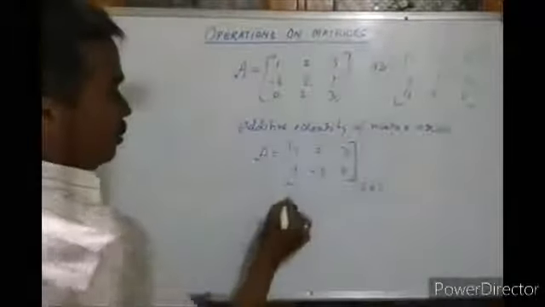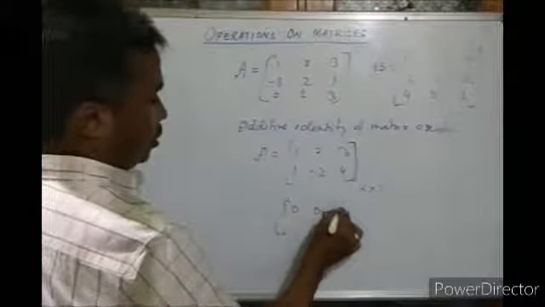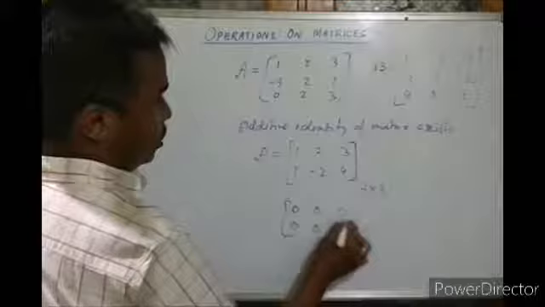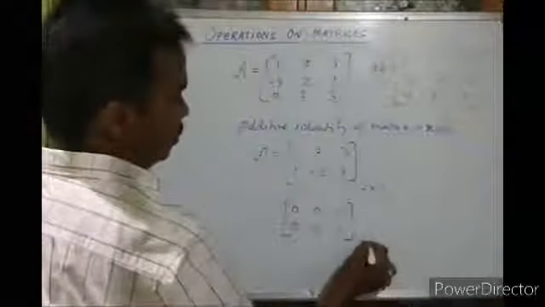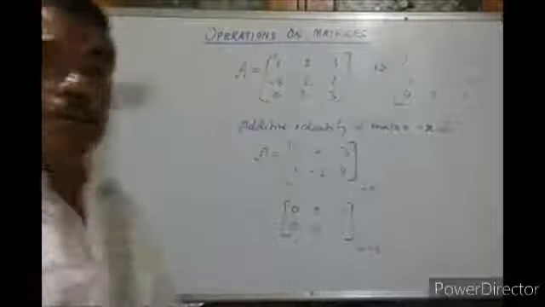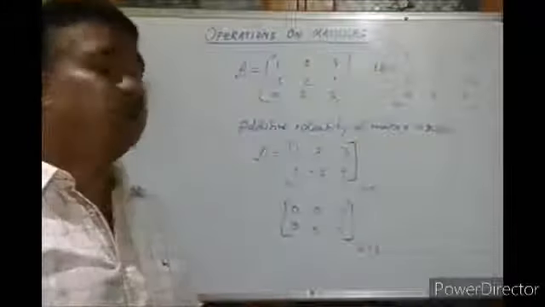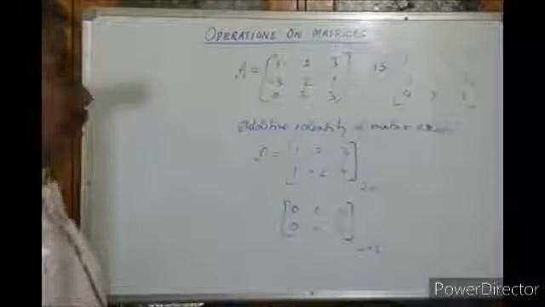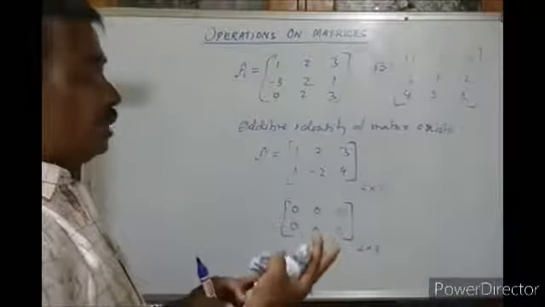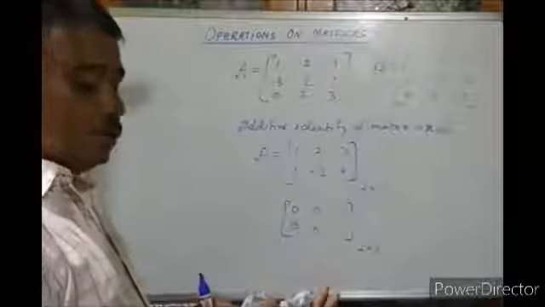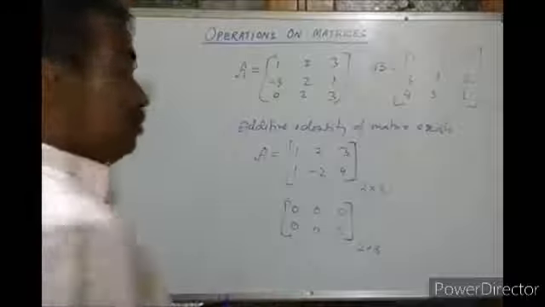So the additive identity will be the 0 matrix. It is 0, 0, 0, 0, 0, 0. This is the additive identity of order 2 by 3. The additive identity order must be equal to the order of A. So this is the additive identity of matrix A. We have seen that additive identity exists. Additive inverse is also there. Matrix addition is commutative, and matrix addition is associative as well.